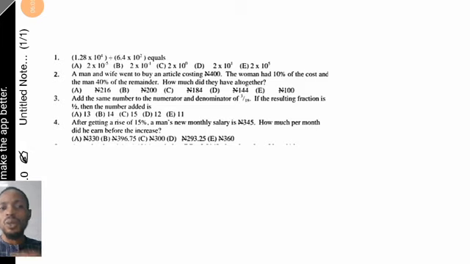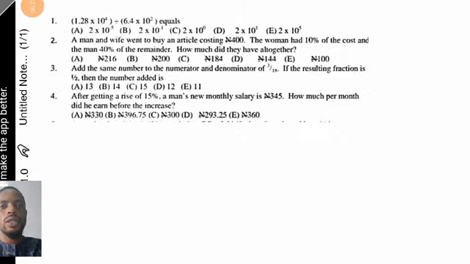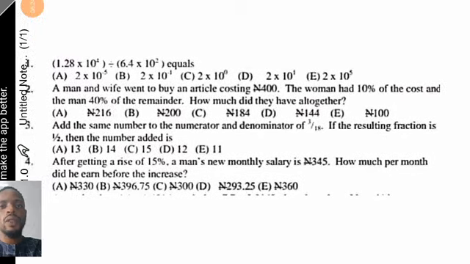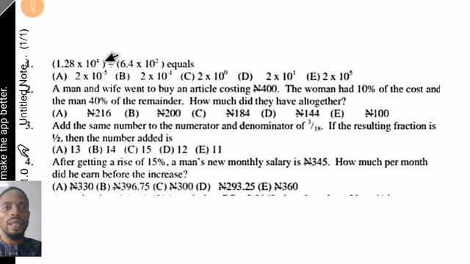Time is almost going because I just gave an advice. So question one states that we have to find: open bracket 1.28 multiplied by 10 raised to the power of 4, divided by 6.4 multiplied by 10 raised to the power of 2, equal to. Let me zoom in so you can see it very well. So we have our options here.